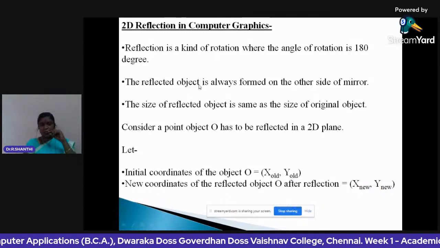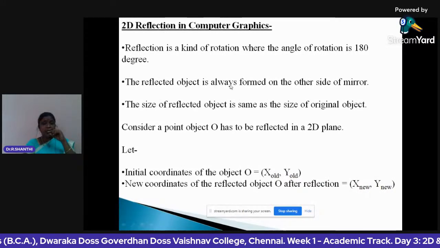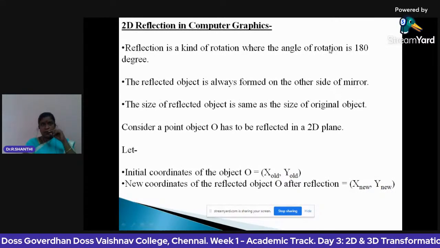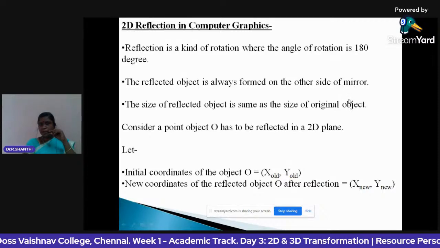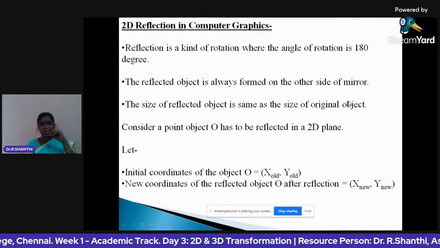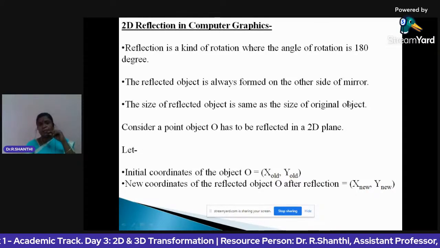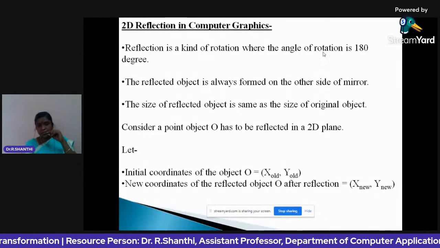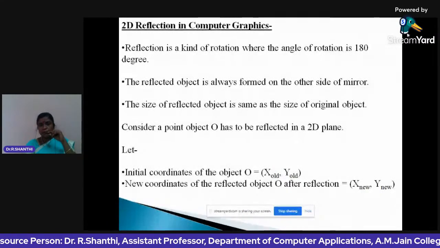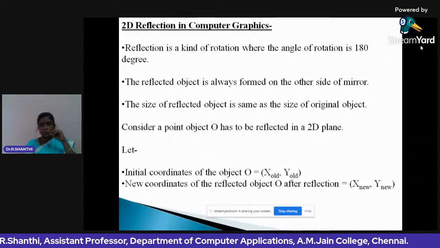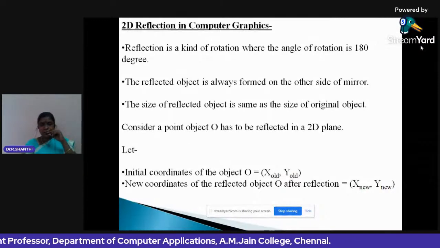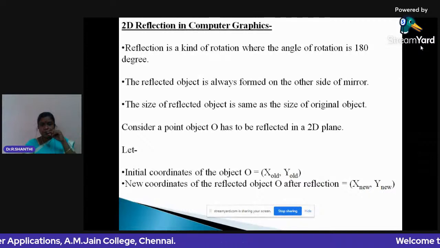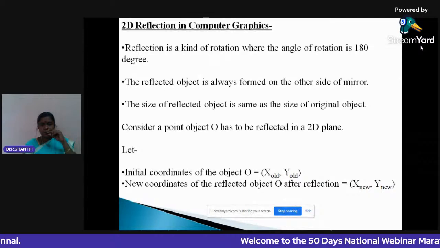The reflection object is always formed on the other side of the mirror. Suppose if you are using your right hand, how does it look in your mirror? It looks like you are making use of your left hand. The same way it is applicable to your graphical pictures also. It appears to be on the other side of the mirror. So here we apply reflection. Reflection object is always formed on the other side of the mirror.